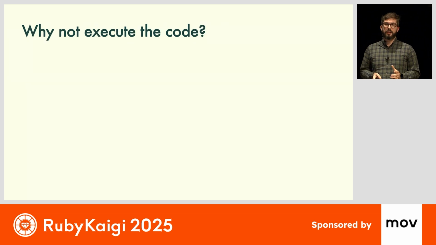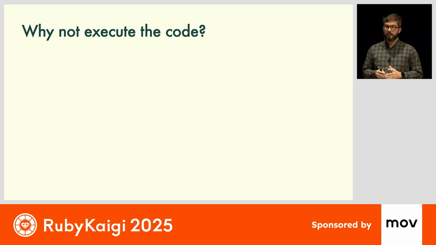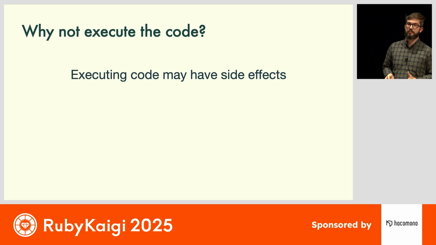Before we move on to defining DSLs, I also want to mention, well, why would we try to predict what the code's going to do instead of just executing the code and then actually seeing what is happening? There are a few reasons for that, but the most critical ones, in my opinion, are the fact that executing code may have side effects.